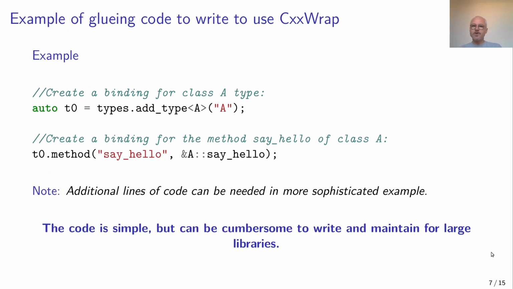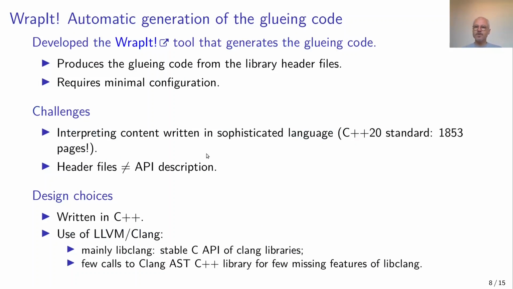So here is the example of the gluing code. You need one line for each class to bind and one line for each method of each class to bind. You may need some additional lines of code, but in general the code is quite simple. Nevertheless, it can be cumbersome to write and maintain if you have large libraries with thousands of functions and classes. So this gives us the idea to generate this code automatically, and this is the purpose of the WrapIt tool that we have developed. This tool will produce the gluing code starting from the library header files.